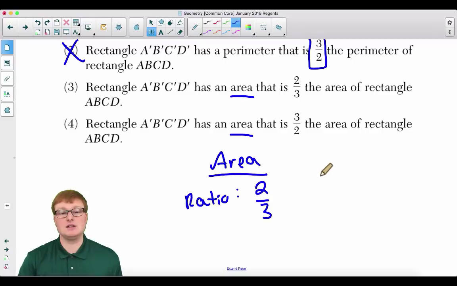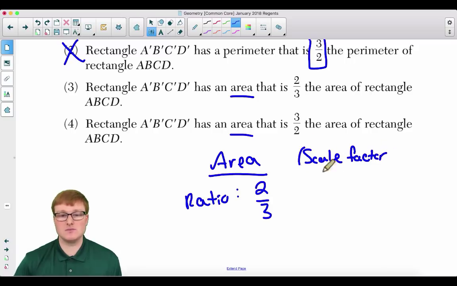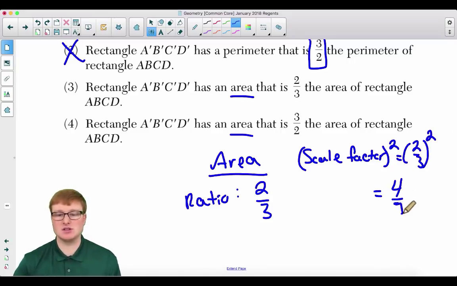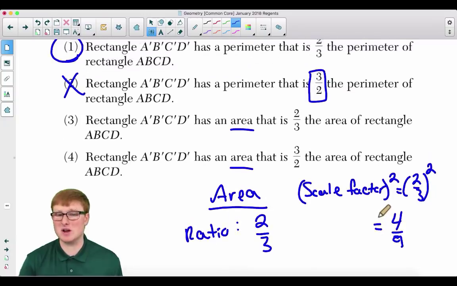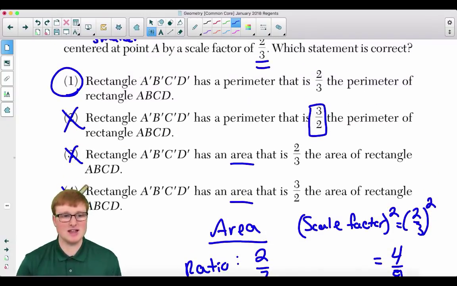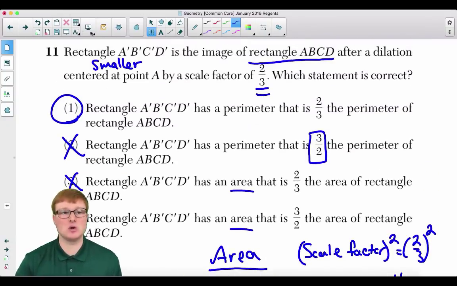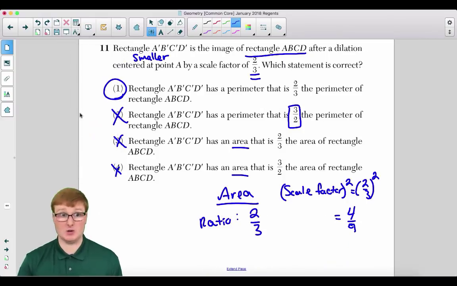Well, the area has to be the scale factor squared. The scale factor squared, well, that's just 2/3 squared, which is just the number 4/9. Well, I don't see 4/9 anywhere on this page. So your answer in this case is going to be choice 1 for that question.